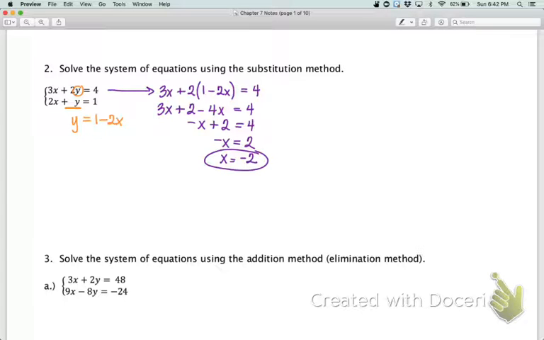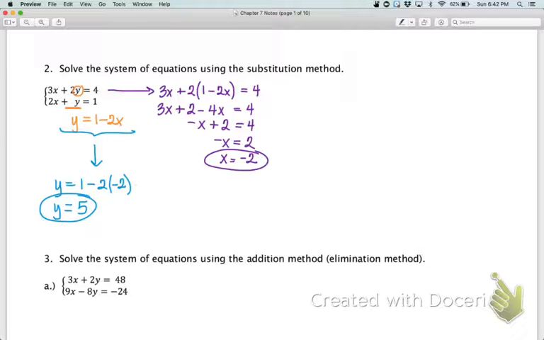But we are not done, because remember that we're trying to solve for two variables. Now that I know what x is, I can come back over here to what I know that y was, and I can plug in. I know now that y is going to be equal to 1 minus 2 times whatever x is, and we know now that x has to be -2. So we get 1 plus 4, so y is equal to 5.